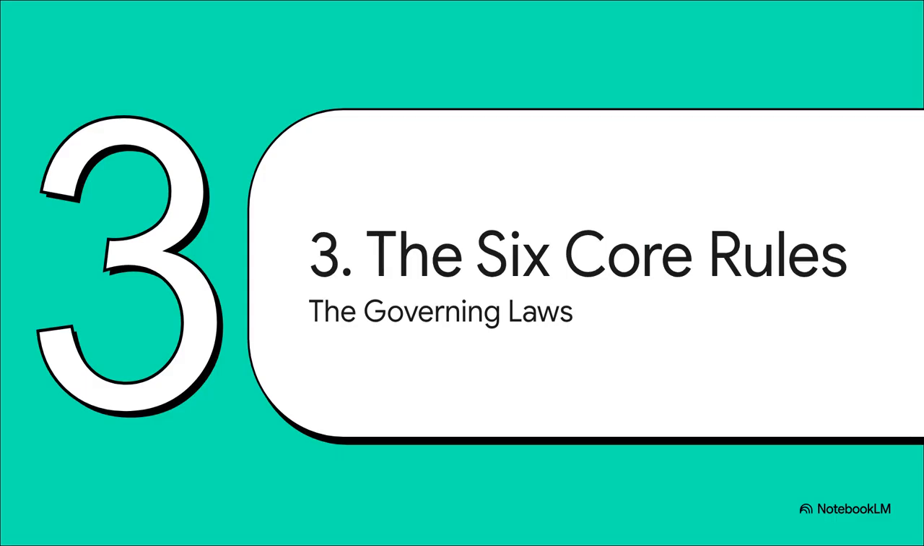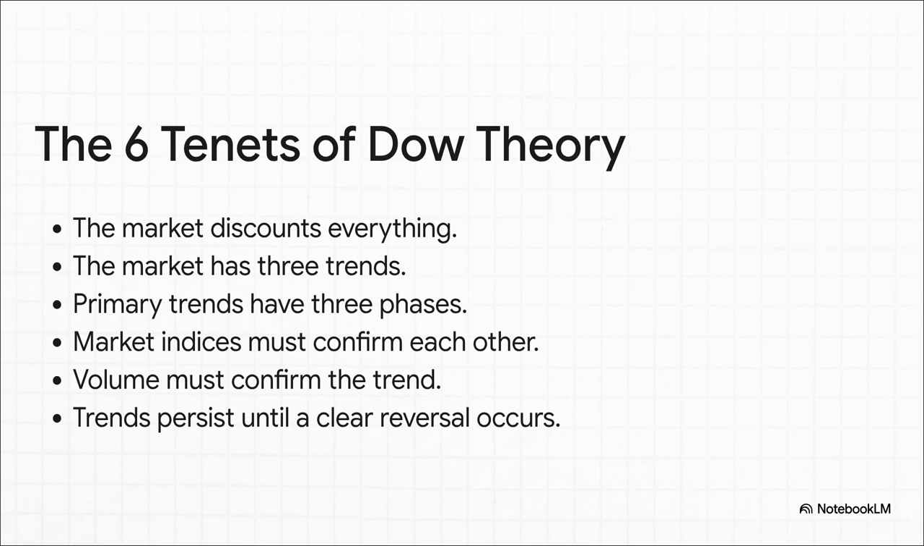But here's where it gets really interesting. Dow didn't just stop there. He laid out a whole system with 6 core rules that govern how everything works. These are kind of like the non-negotiable laws of market physics, according to him. And these 6 rules create a complete framework. The first one is huge. The market discounts everything. That means any news you hear, good or bad, is already baked into the price.